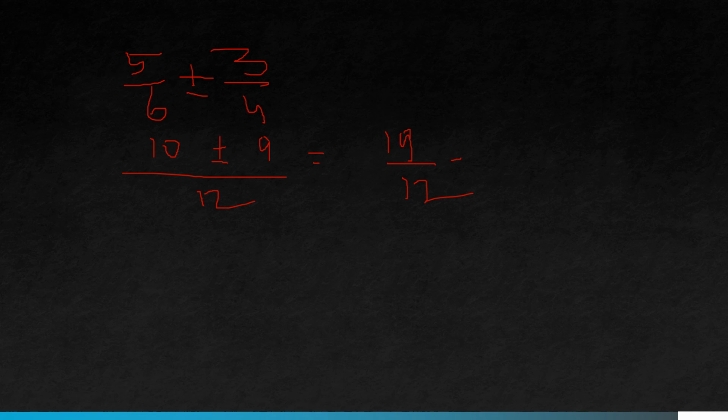You can convert this fraction. This is an example of an improper fraction, right? You can convert this improper fraction into a mixed fraction. So 1 whole and then 7 upon 12, right? So I have covered the addition, I have covered the subtraction.